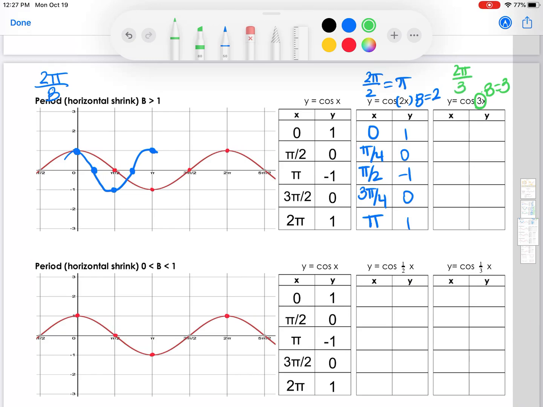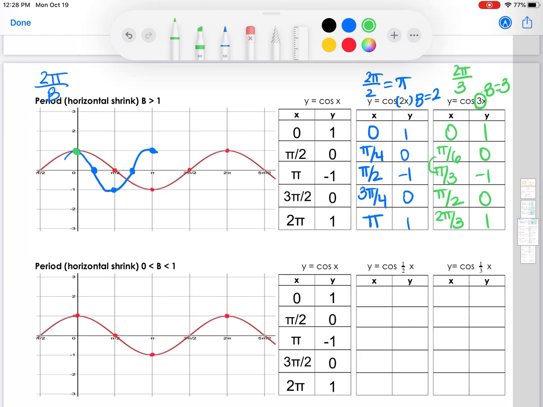Same concept here with the 3. My b is equal to 3, which means 2 pi over b, 2 pi over 3, is going to be my period. So I'm going to go from 0 to 2 pi over 3. Half of 2 pi over 3 is pi over 3. Half of that would be pi over 6. And then again, remember the trick: if I add these two together, that's going to give me that last spot that I'm missing. If I add them together, I am going to get pi over 2.